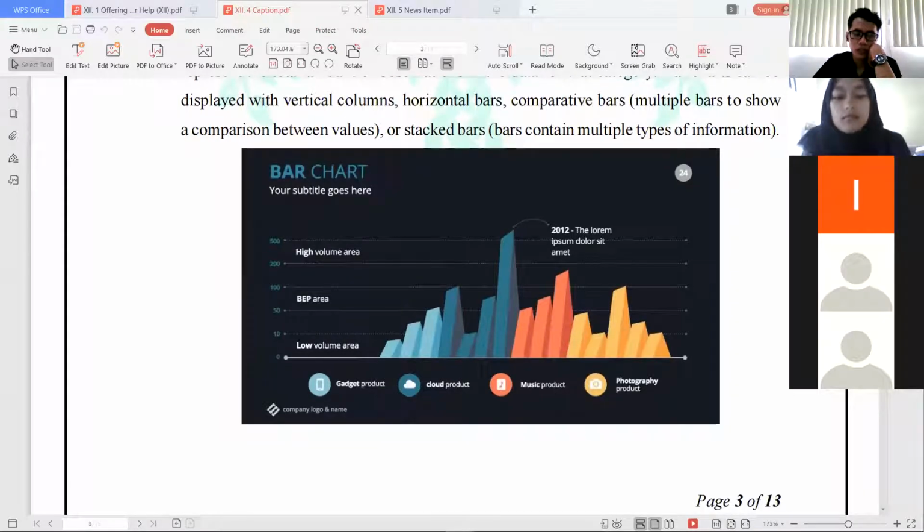There are four colors. The sky blue one is gadgets, and then dark blue is cloud product, and the orange one is music product, and the yellow one is photography product. So it represents, for example, the cloud product here has the highest height, so it means the highest volume of usage, and so on and so forth. It's still confusing when you see this kind of picture, so you need to give an explanation about the picture via caption to make sure that the audience does not misunderstand it.